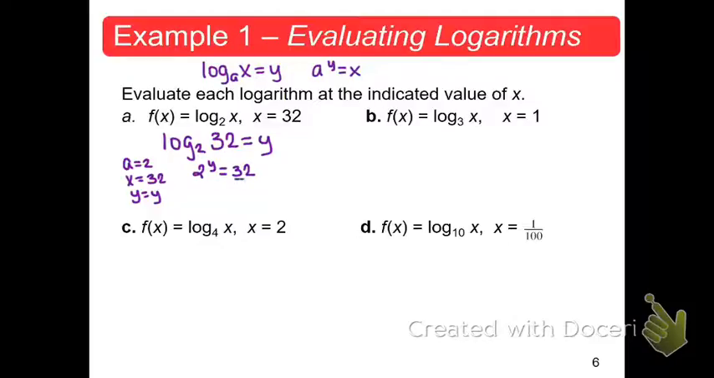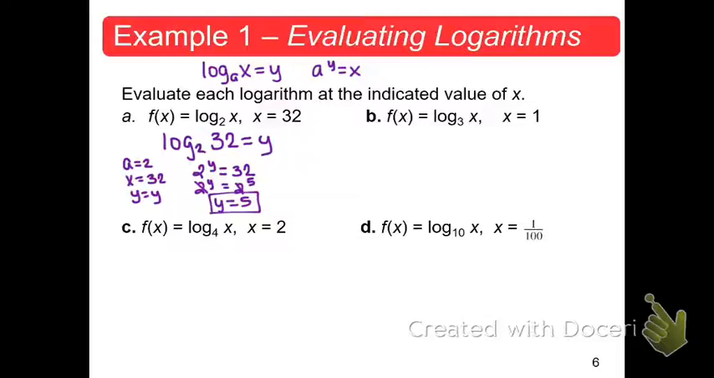So can we get 32 down to a base of 2? Yes, we can. 32 is the same as 2 to the 5th power. So we know that 2 to the y is equal to 2 to the 5th. Once you get your bases the same, you can get rid of them, and you're left with y equals 5.